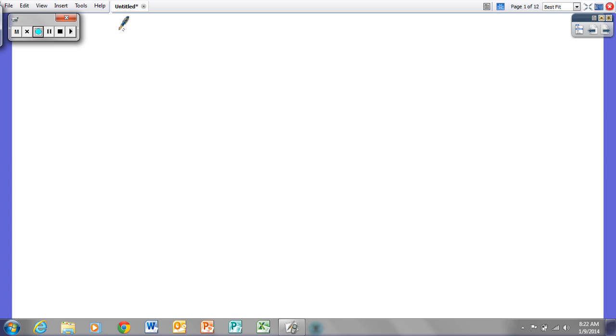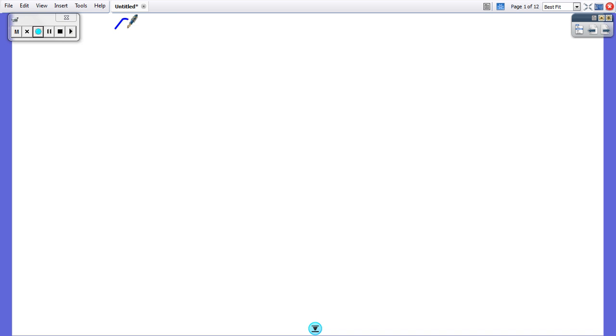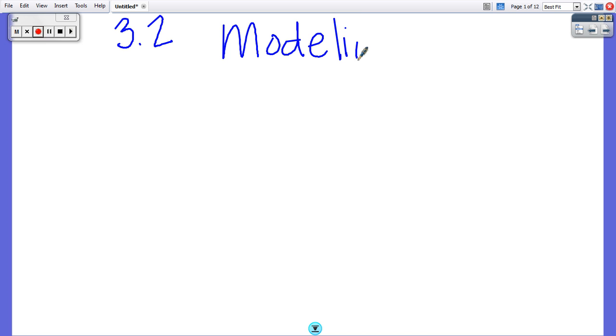Alright, so this is going to be section 3.2, and this time we're still talking about exponential and logistic model functions, but this time we're going to be talking about modeling with those. Everyone's favorite topic.